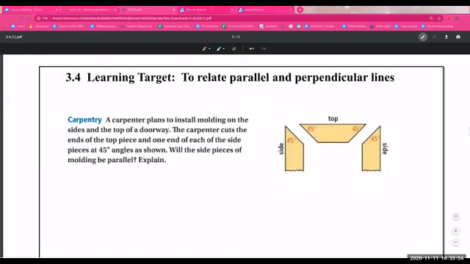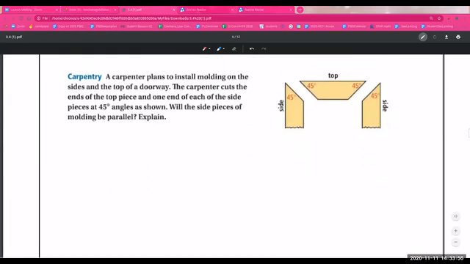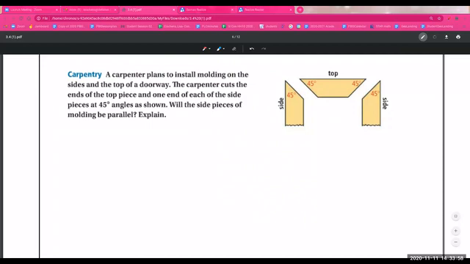All right, let's see how this would be used in a practical manner. A carpenter plans to install molding on the sides and top of a doorway. The carpenter cuts the ends of the top piece and one end of each side piece at 45-degree angles as shown, and then he puts them together. Will the side pieces of the molding be parallel? So will this side and this side be parallel? So basically we have this going on, and this is the top.